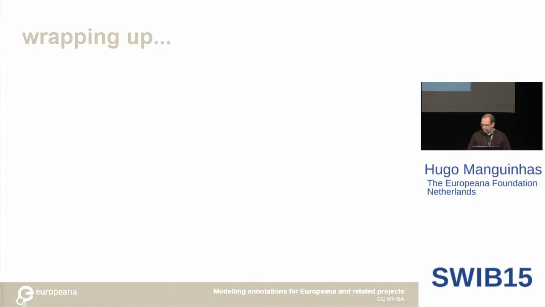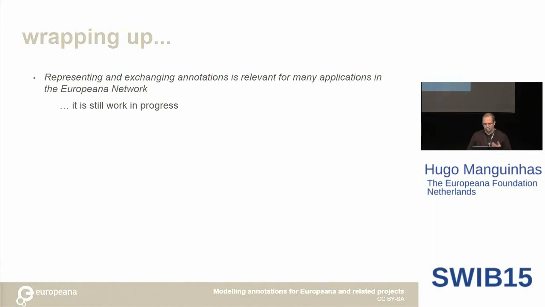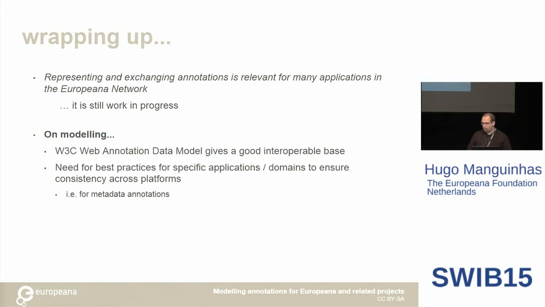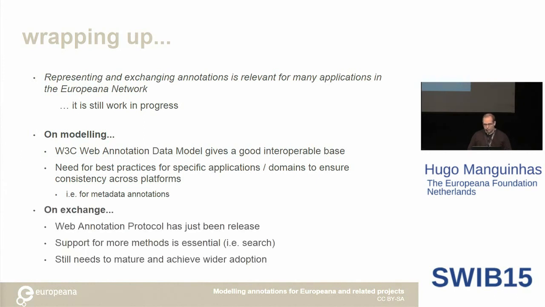Just wrapping up, this is the last slide. Representing an exchange is still a work in progress. On modeling, the Web Annotation Data Model still gives a good interoperable base, but needs best practice in specific application domains to ensure consistency when interpreting the annotation, because you can exchange, but the client application needs to interpret it consistently, especially for metadata annotations, which are not defined. On exchange, the Web Annotation Protocol has just been released and still gives a good base. But there is still a need for search, which is the roadmap for the protocol, and it still needs to mature and achieve wider adoption, which is still very recent.